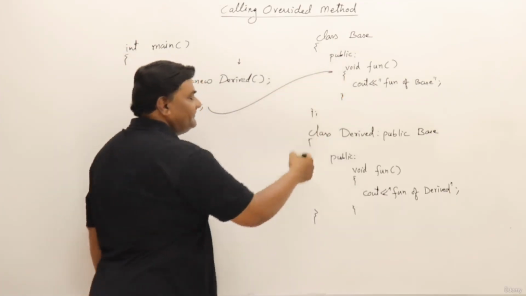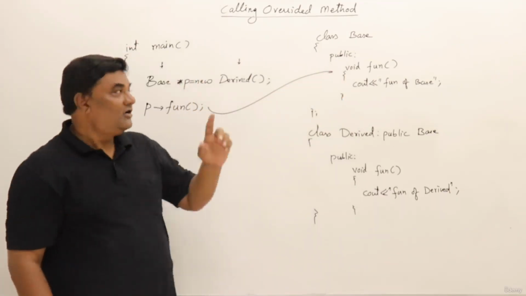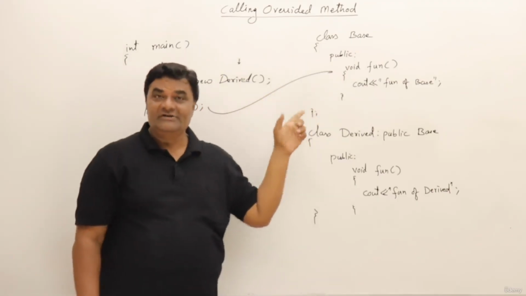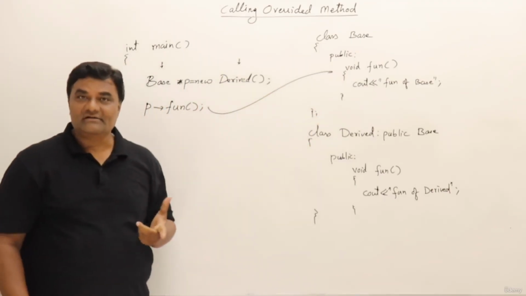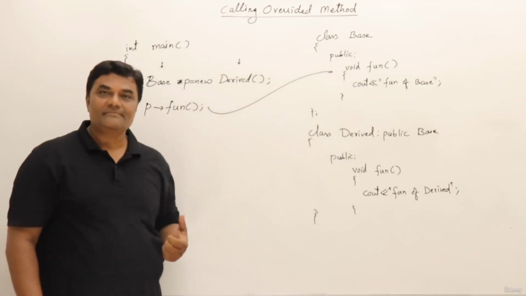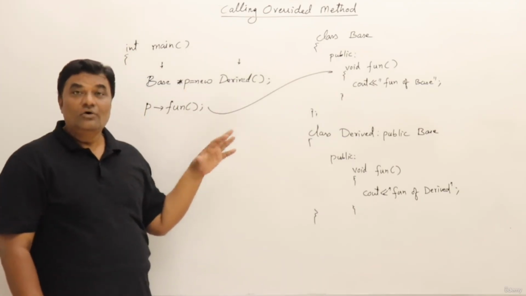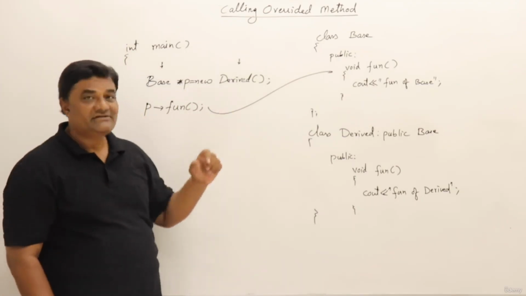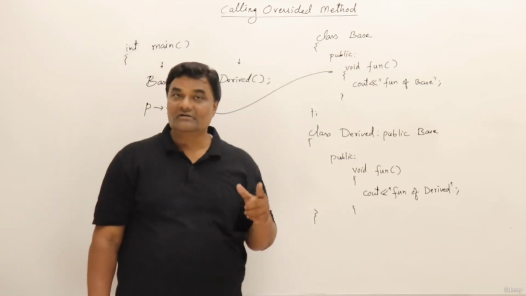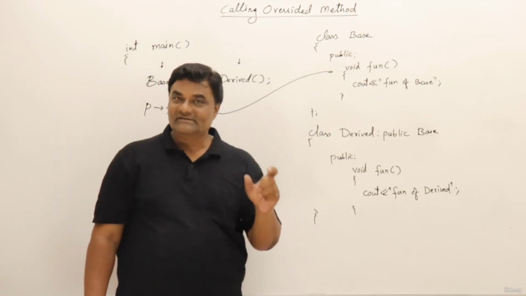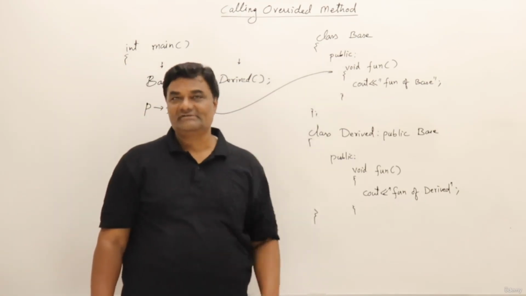Base class function will be called. Function is called based on pointer used here. It is dependent on pointer. So that's it. So using a base class pointer, when you call an overridden function, then base class function will be called. Right? Remember this. This is what happens in C++.